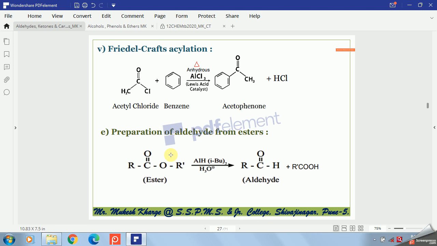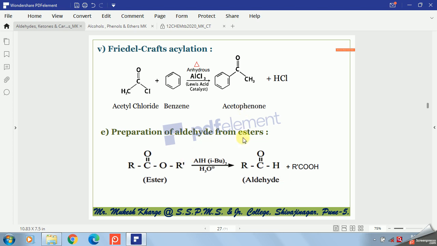Then your next reaction is the Friedel-Crafts reaction. This reaction you already learned in 11th standard under the heading of aromatic compounds. Benzene reacts with acetyl chloride CH3COCl in presence of anhydrous AlCl3, which acts as a Lewis acid and catalyst. So the hydrogen of benzene gets replaced by the COCH3 group. That's why the name is acylation. So COCH3 group plus HCl is the byproduct. So when acetyl chloride is the reagent, the product is acetophenone.